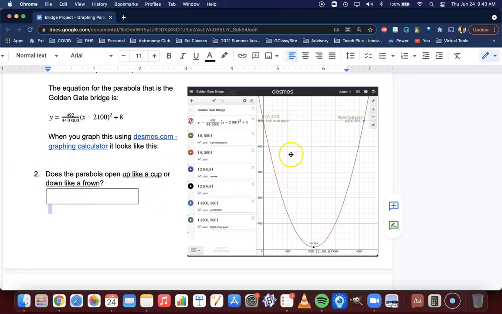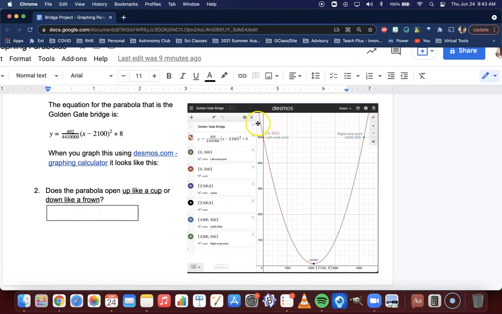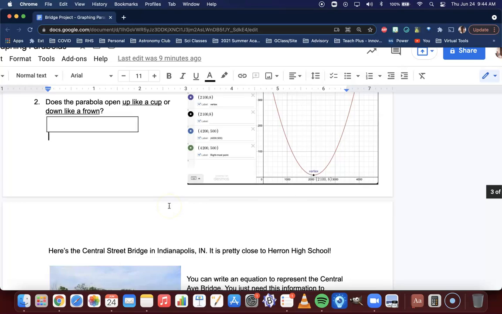My question for this one is, does this parabola open up like a cup or down like a frown? Go ahead and answer in slot 2. And of course, this opens up like a cup, so make sure you've got that typed into blank number 2, up like a cup. All right.